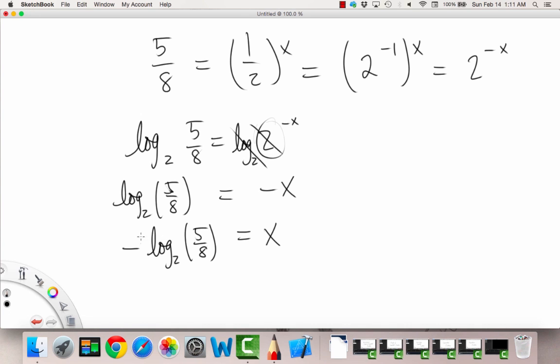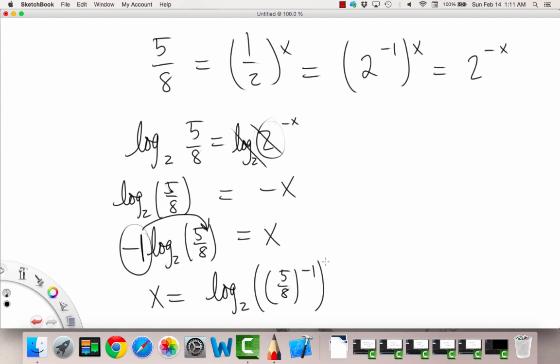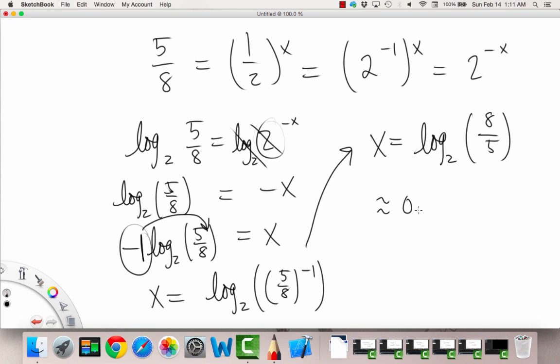Also, before we do that, we can always move this negative 1 up to be the exponent on whatever is inside the parentheses here, because the exponent property works the opposite way as well. If you have a coefficient in front of your log, you can always move it up to be an exponent and live up there. So x could be written as log base 2 of 5 over 8 to the negative 1 power, and we can just flip that fraction to make it nice and simple to read. So x is equal to log base 2 of 8 over 5. And if you were to plug that into your calculator, we would get something around 0.678. Okay, and that's our answer for part B.